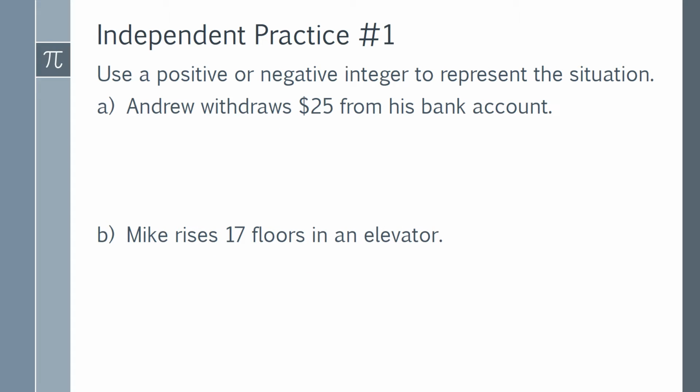Independent practice number 1. Use a positive or negative integer to represent the situation. Part A. Andrew withdraws $25 from his bank account. Part B. Mike rises 17 floors in an elevator. Now is a good time to pause this video and work on this problem if you have not done so already.